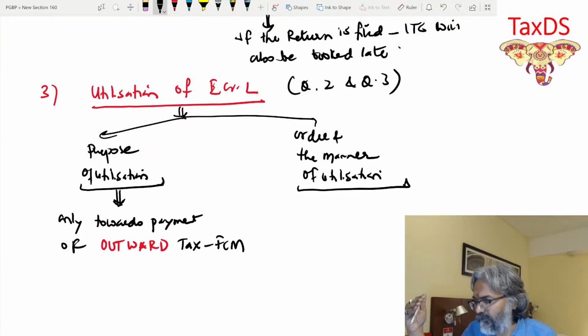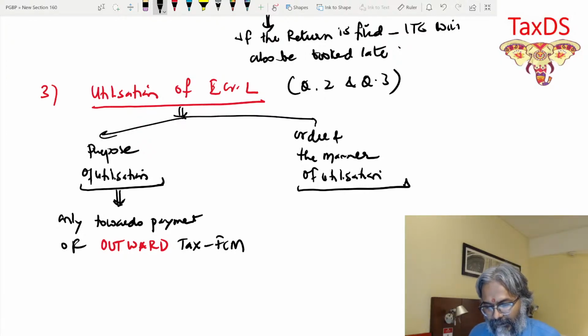In fact, we also know that in the composition scheme and other particular matters also, we are not supposed to take the credit. But here it is about the utilization part. Here we are emphasizing the utilization part, and so far as utilization is concerned, it would be made only towards the payment of the outward tax amount, which is the forward charge mechanism in this regard.